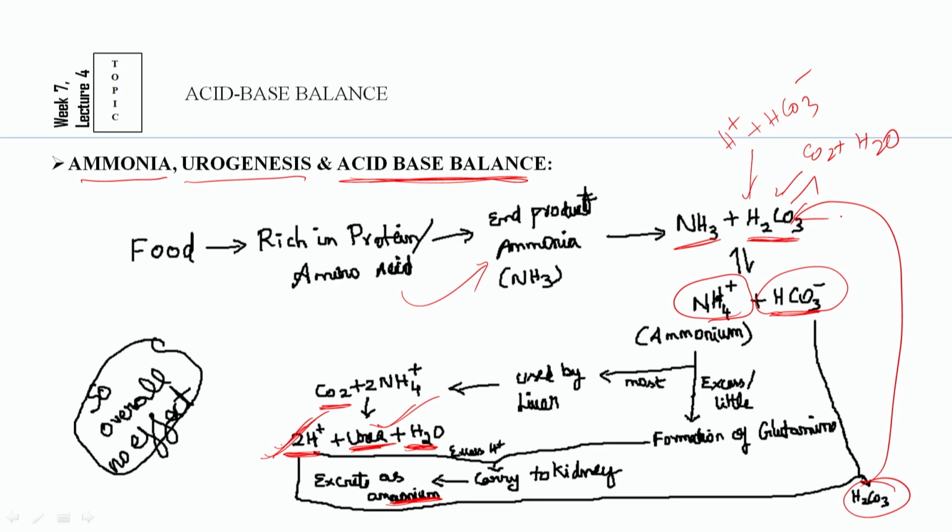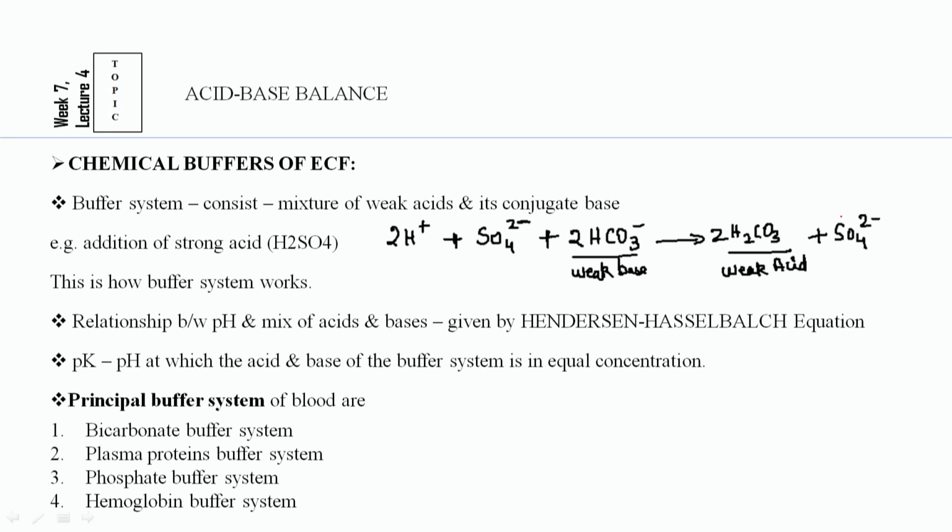So this is how ammonia is converted into urea, and it tries to maintain the acid-base balance. So the first one is chemical buffers. We told there are different lines of defense.